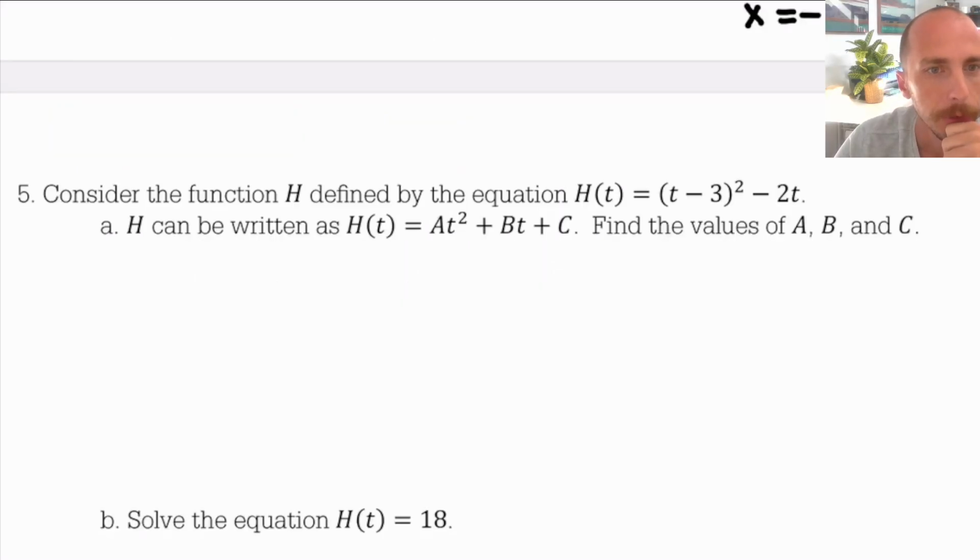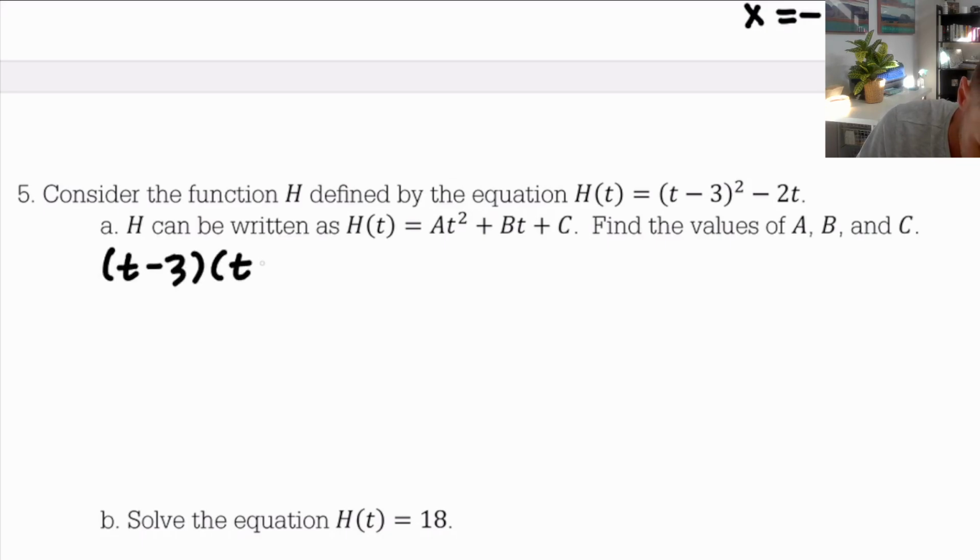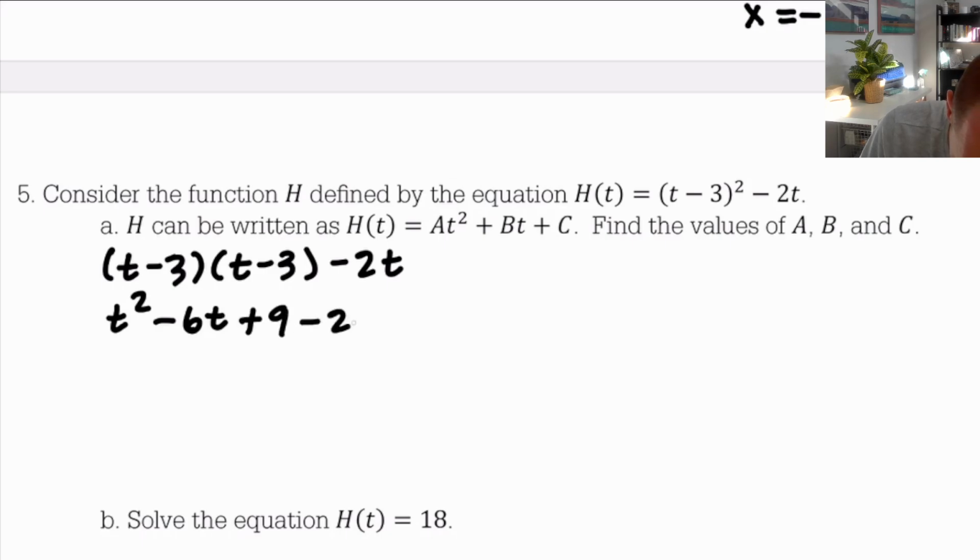All right, number 5 looks very similar. T minus 3 to the second power minus 2t. We're going to write it in standard form, find the values a and b and c. All right, so t minus 3 squared is going to be t minus 3 times t minus 3. And I might just actually write that out and then subtract 2t. All right, so if I do the distribution, I'll have t squared, negative 3t, another negative 3t for a total of negative 6t. Plus 9 minus 2t.